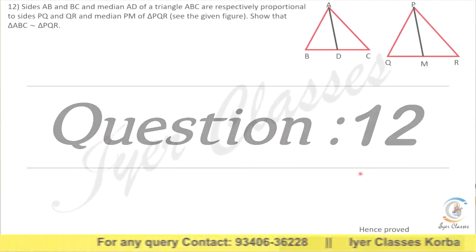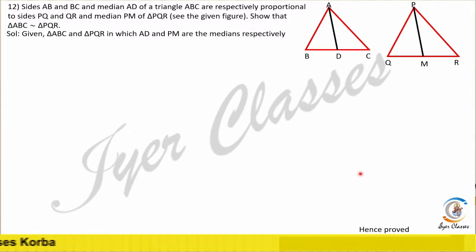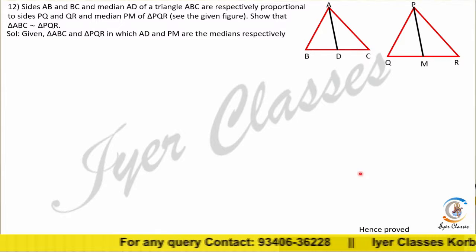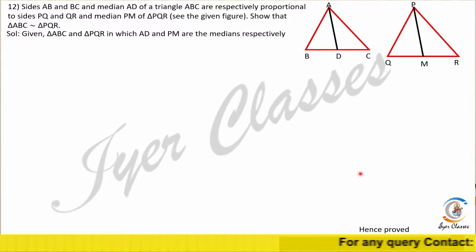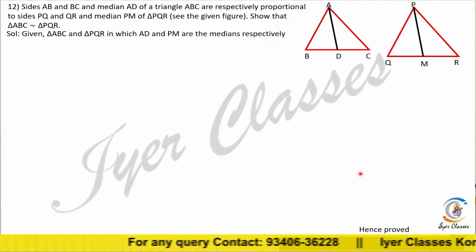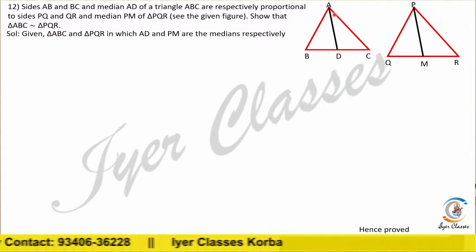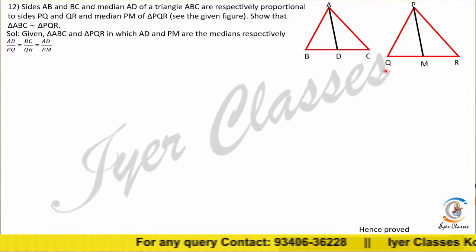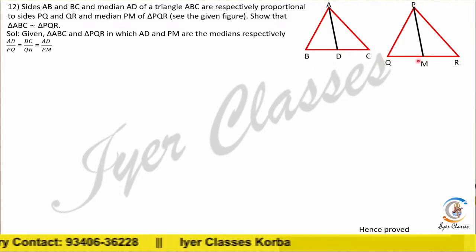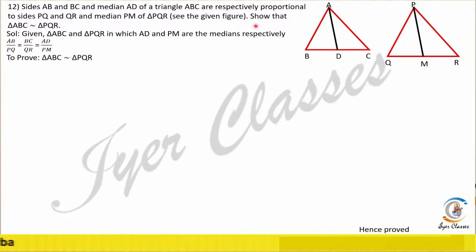Let us do question number 12 again. In question number 12, AB and BC and the median AD of triangle ABC are respectively proportional to the sides PQ, QR and the median PM of triangle PQR. We are supposed to show that triangle ABC and triangle PQR are similar to each other, right? We are given the two triangles ABC and PQR, AD and PM are medians respectively. Also that AB by PQ is equal to BC by QR and that is equal to AD by PM. We are supposed to prove that triangles ABC and PQR are similar to each other.